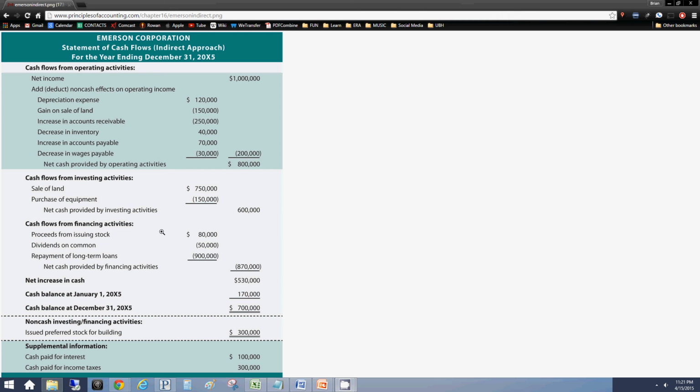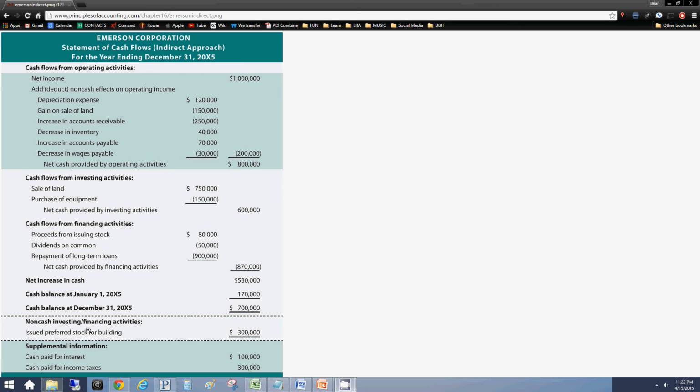Then your cash flow from financing activities would be proceeds from issuing stock of $80,000 minus the dividends that you gave out of $50,000, and then you repaid the long-term loans of $900,000. Net cash would be a deduction of $870,000, which you would still get a net increase in cash because it's 800 plus 600 minus 870 of $530,000. So your cash balance on January 1st was 170. Cash plus the 170 plus the 530 would give you a current cash balance of $700,000.